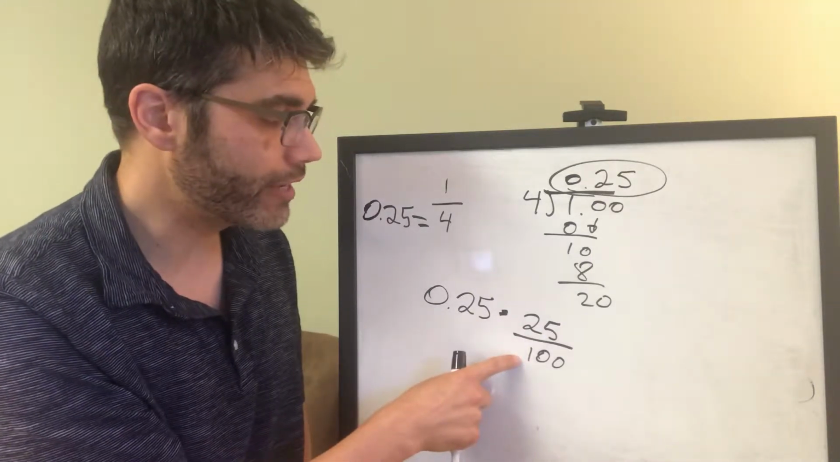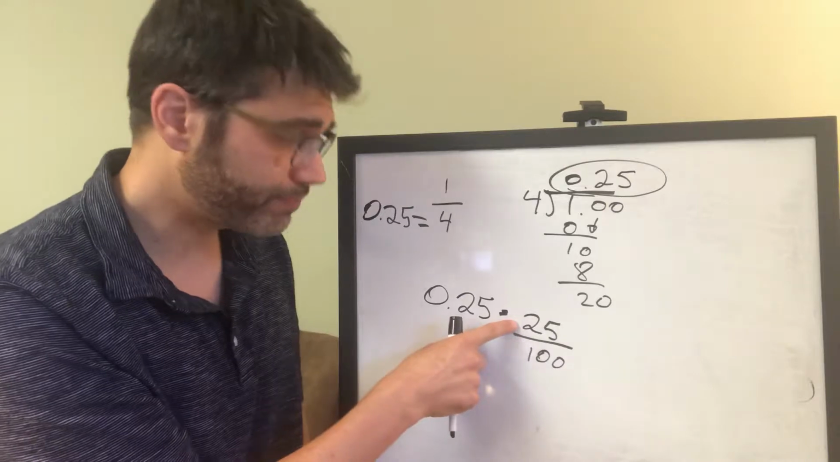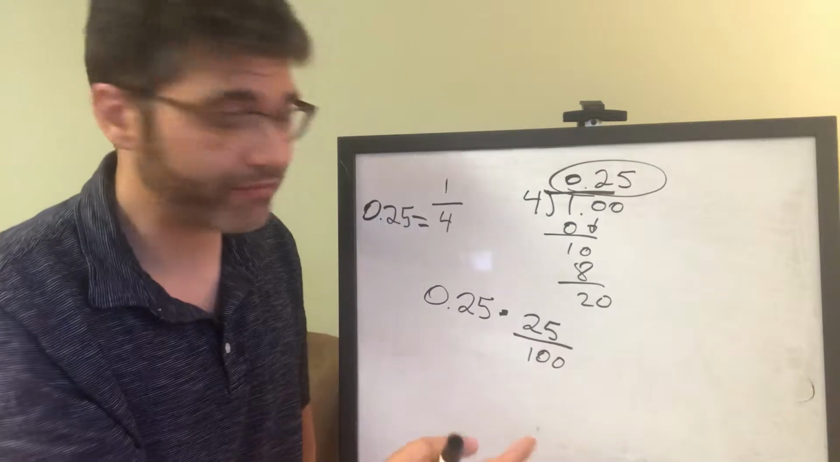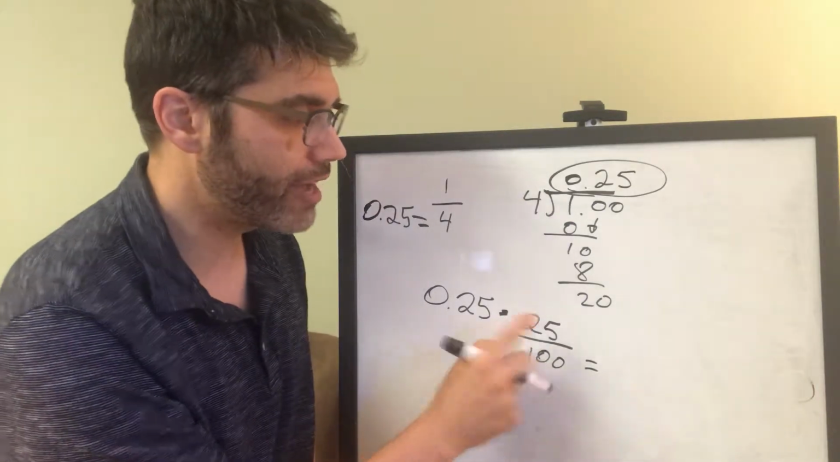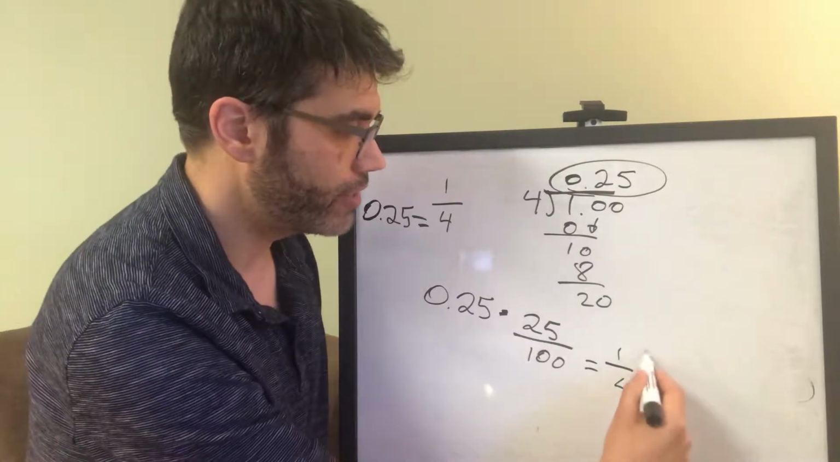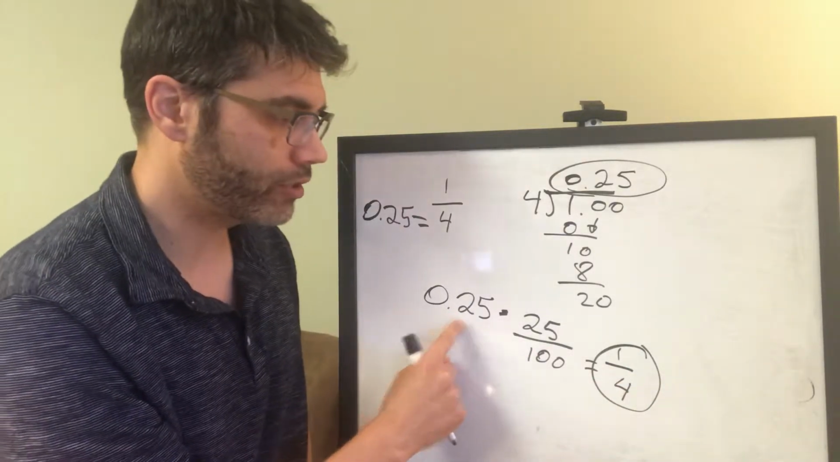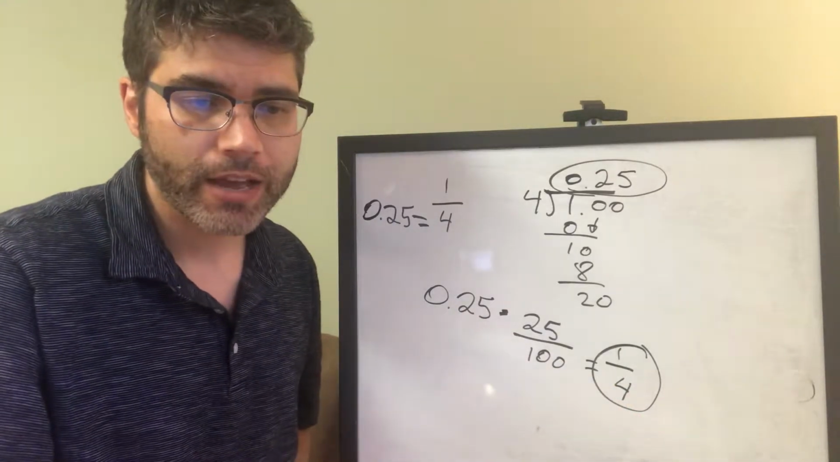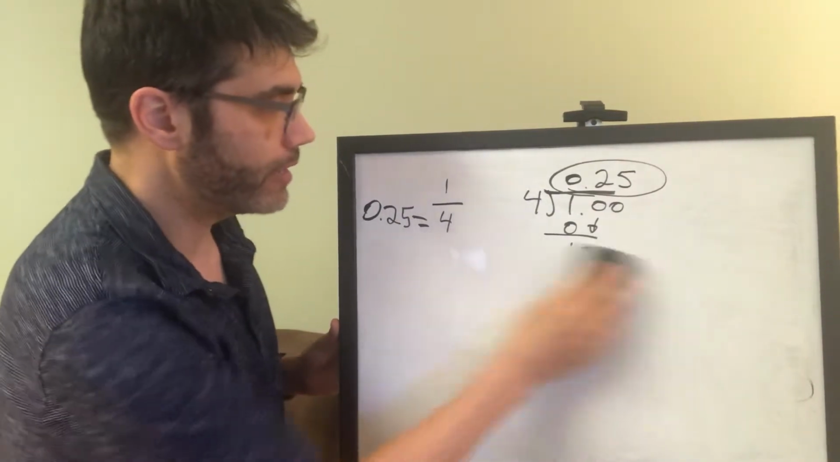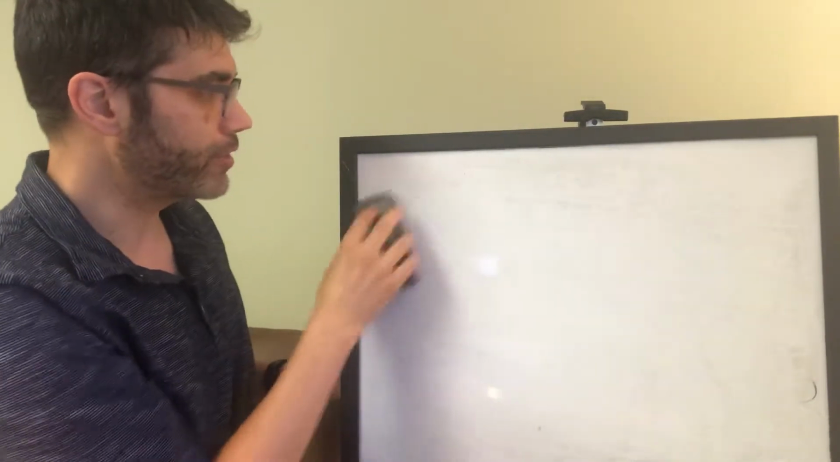25 over 100, well, let's see, 25 and 100 have a common factor. That common factor is 25. So 25 goes into 25 once. 25 goes into 100 4 times. So then you can see that you can convert the decimal into a fraction. Another thing that I'd like us to do is mixed numbers. But before we get into mixed numbers, let me give a little pause and give you a chance to convert decimals to fractions and vice versa.